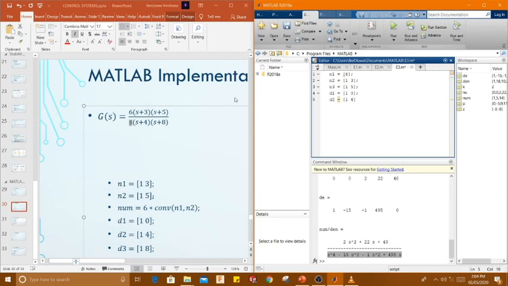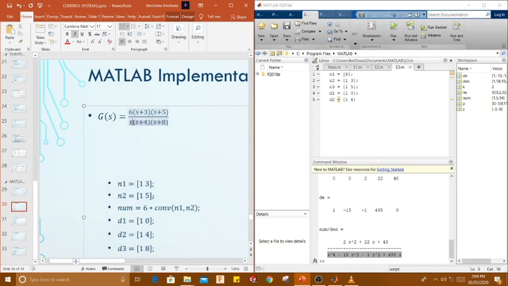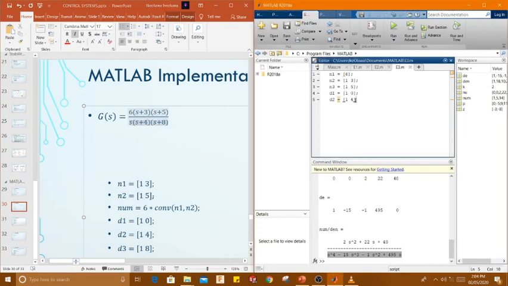1, 4. In other words, this. And then the last one is going to be 1, 8. Okay? So we have D3. Let me make sure that's properly aligned. 1, 8. I can use 1, 8, you know, depending on what I choose.